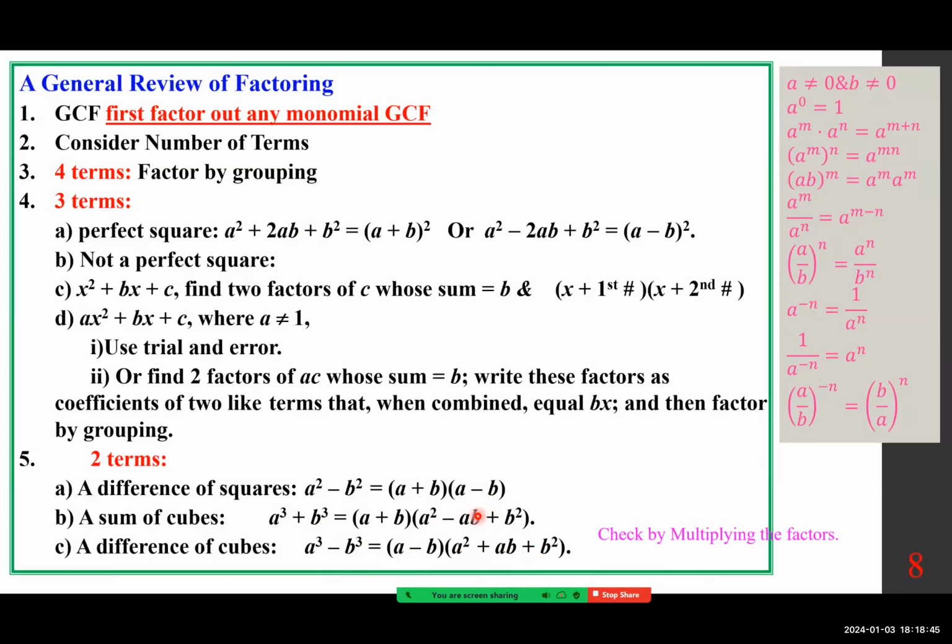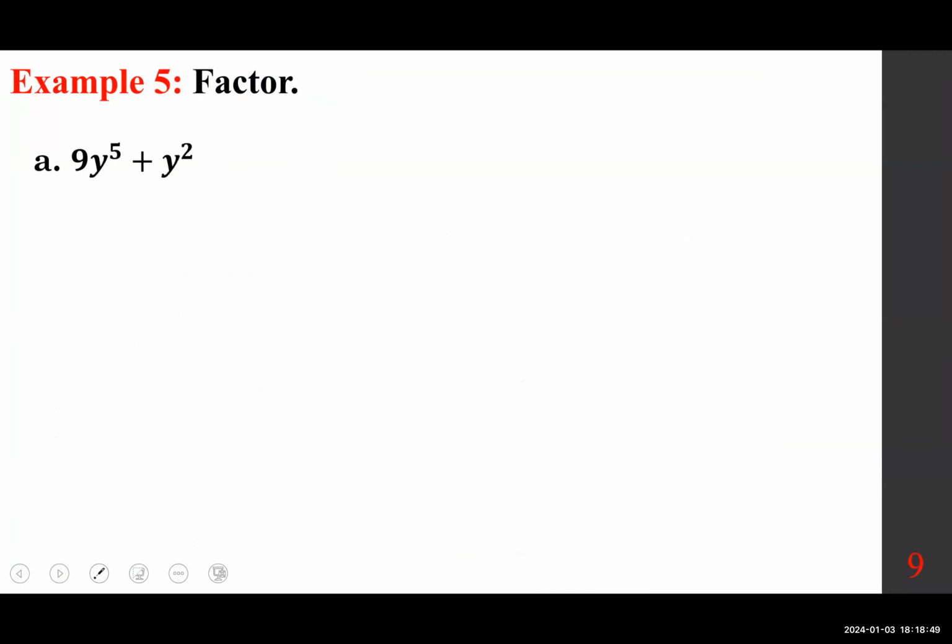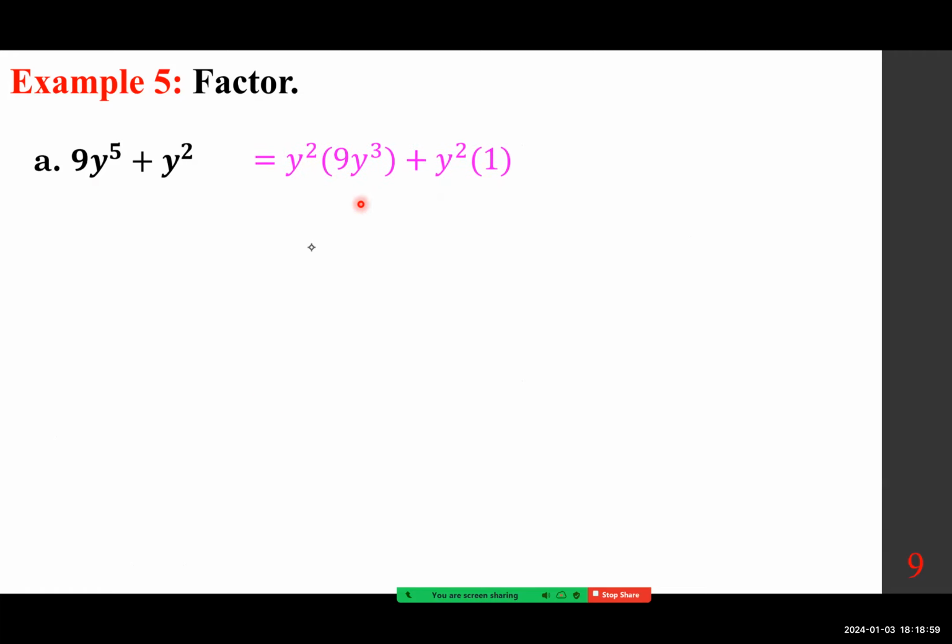And as always, you can check by multiplication. So simple case, you just take out the y squared. This is the product of y squared and 9y cubed. This is y squared and 1. So it becomes y squared times (9y cubed plus 1). I hope everybody's comfortable.